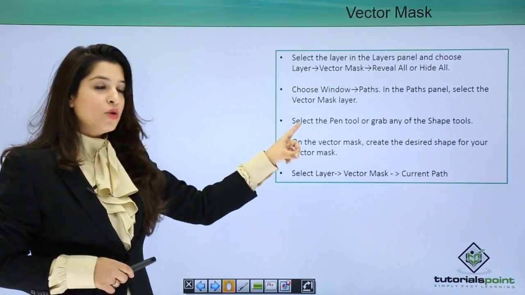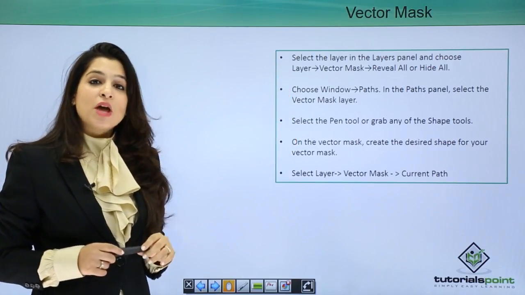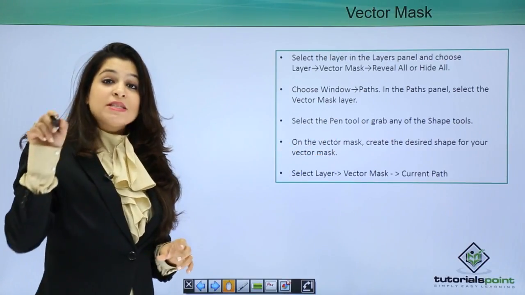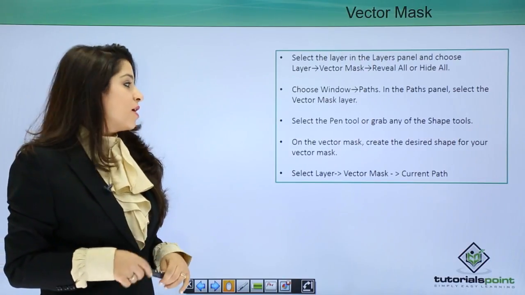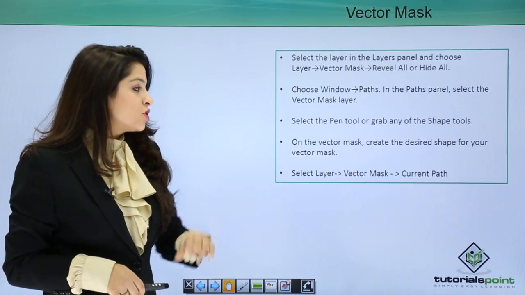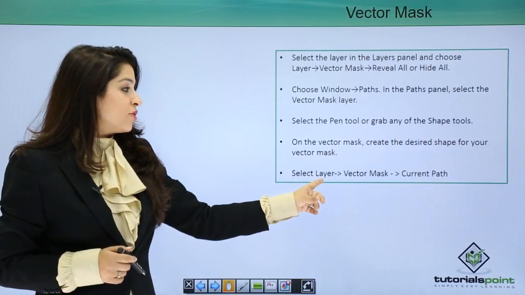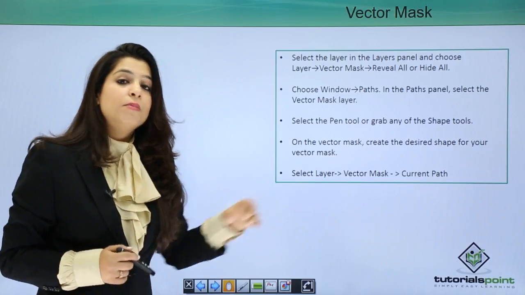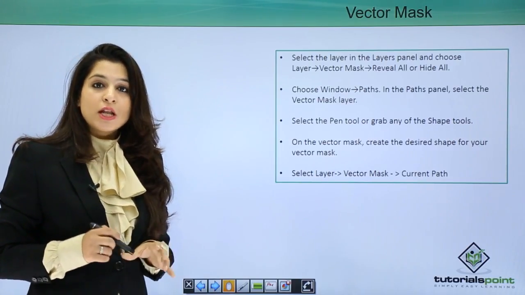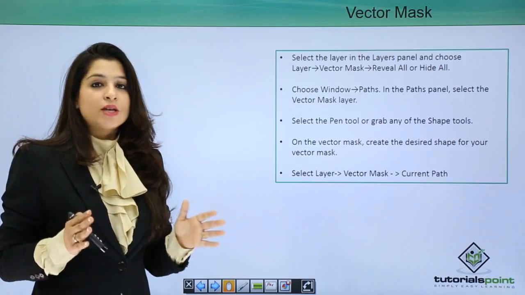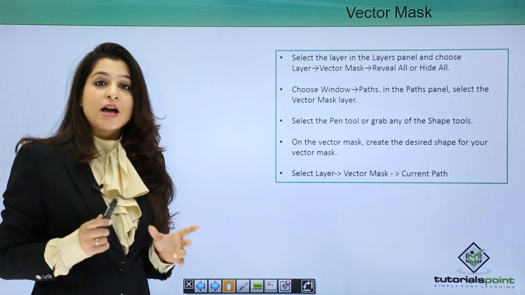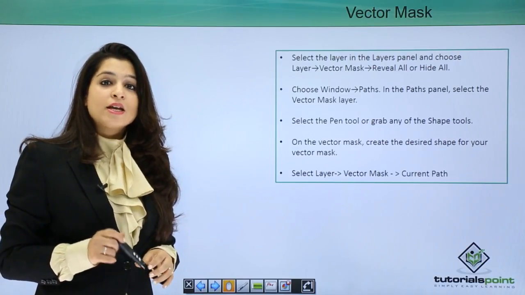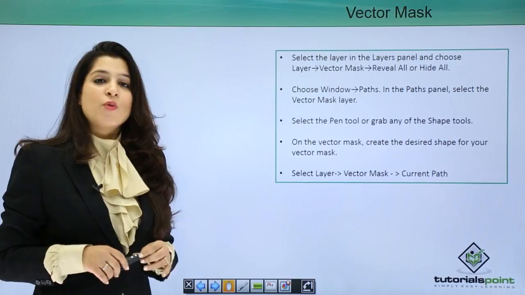You select the vector mask which was created in the first step. Now you have selected your vector mask, you grab the pen tool and start creating a shape. That shape is now creating a vector mask. So you create that vector mask for your desired shape. Now you go to the Layer menu, select the vector mask and hit Current Path. By current path I mean the path which I've just selected. I want to make that path the current desired path, and you will see how our vector mask was created. So let's move into Photoshop and see how the vector mask is created.